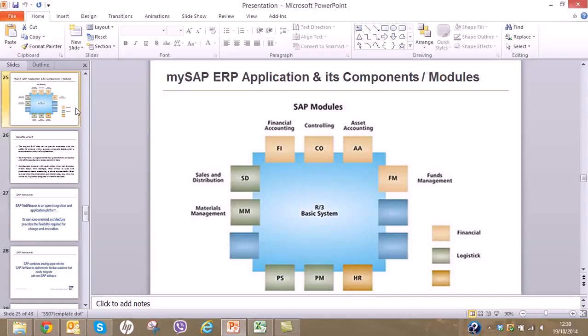So by another definition, why such software is called ERP: because this software gives the planning to the organization on how to run the business.